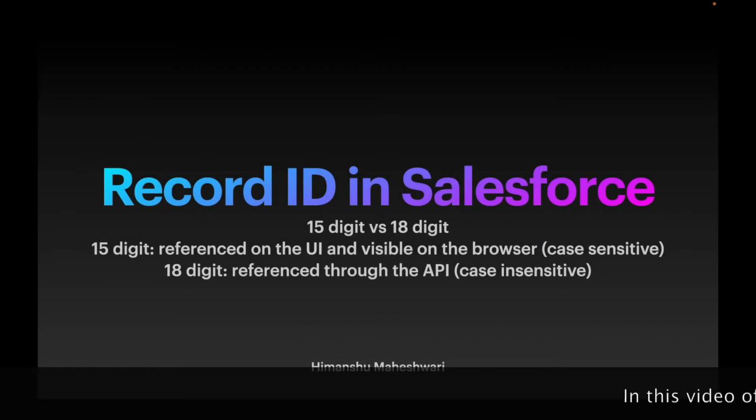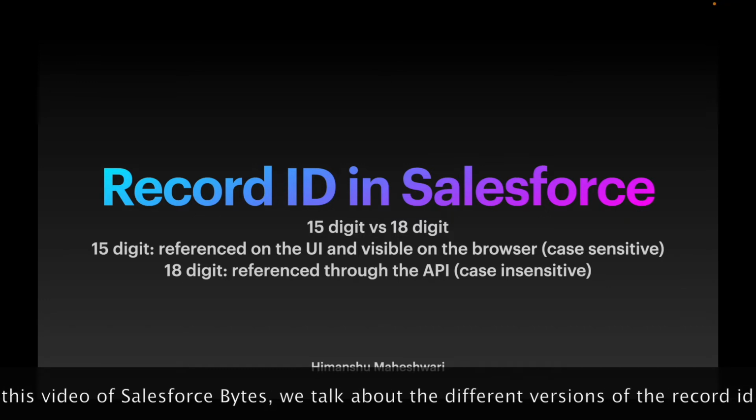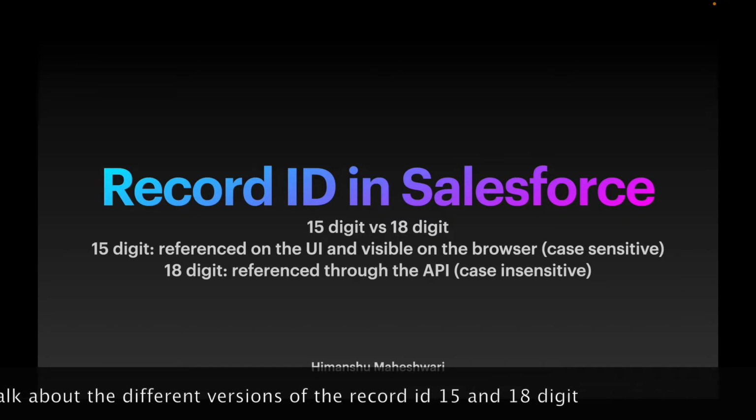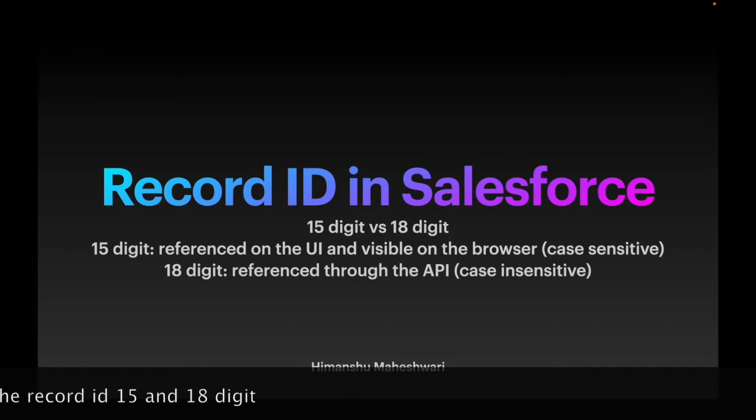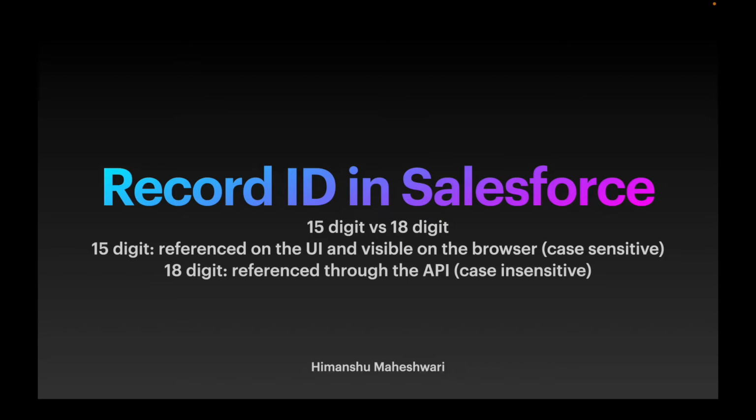Alright, so in this video of Salesforce Byte, we'll specifically talk about record ID in Salesforce, which can be either 15 digit or 18 digit, and what's the difference, right? So the 15 digit ID is referenced on the UI and it is visible on the browser. We'll take a look at how. And it is case sensitive, whereas the 18 digit version of the same record ID is referenced to the API and it is case insensitive, okay?